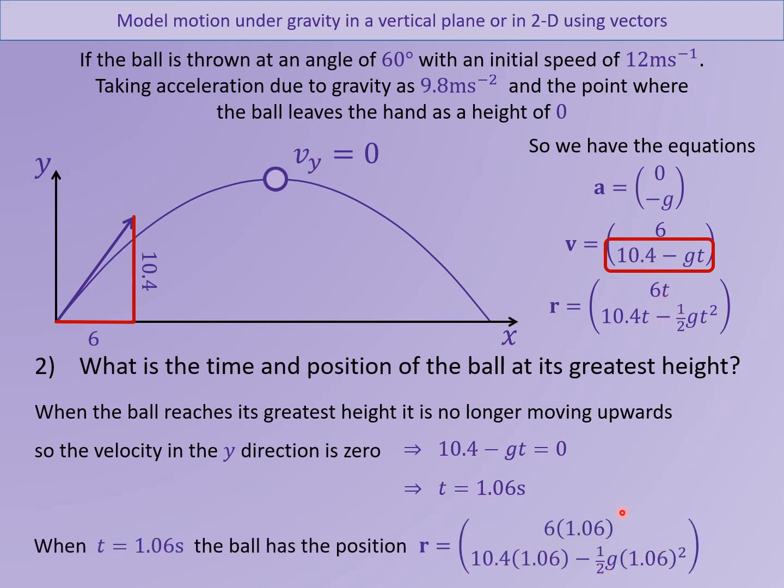And lo and behold, we get this equation, our position equation, and we can substitute it into all those places, and out pops its position: 6.37 across, 5.52 meters up. That's the position at its greatest height. Okay, so well done if you managed to get that.